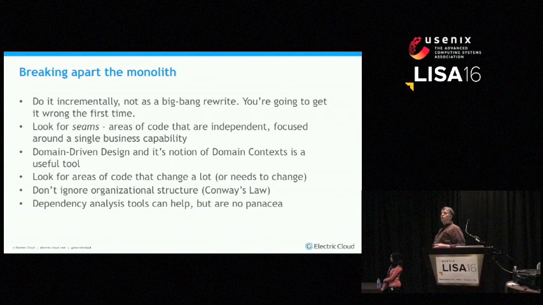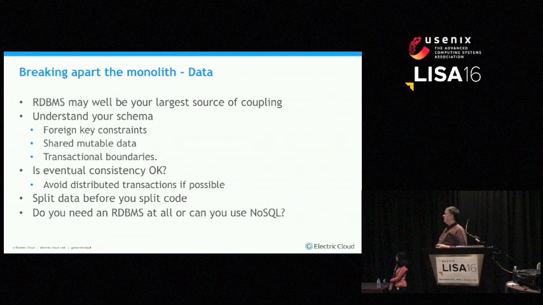Don't ignore your organizational structure. It may not be a big win to split a service in two if you can't add a team or take a bunch of people and work on that service independently. It may not buy you anything. So think about what you're trying to achieve by breaking a service in two, or breaking a piece of code off of a monolith. Dependency analysis tools can help in terms of figuring out what code calls what code, but they're not going to tell you where the right boundaries are. So they can be helpful, but they're not necessarily a panacea.